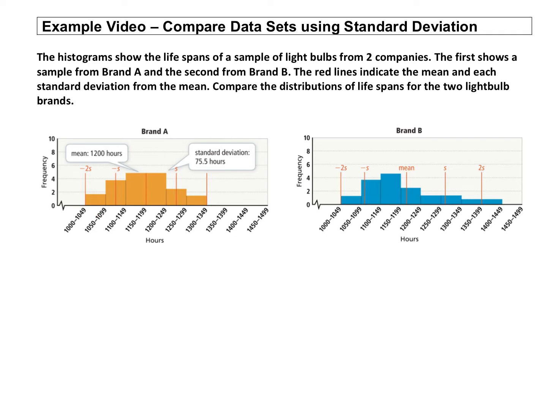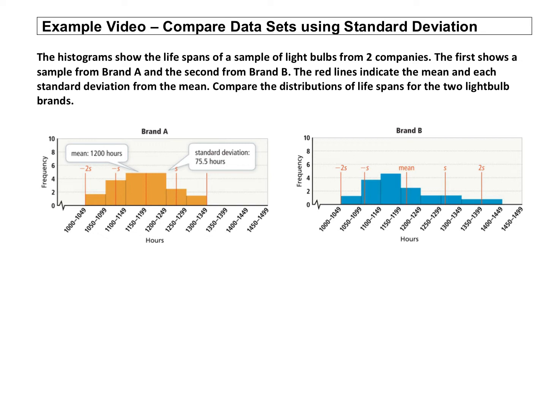standard deviations. All right, so brand B, the first thing I notice visually is this is skewed to the right. It's not symmetrical. So that's just something to take note of. Here's our mean. The mean here is about 1,200 hours, similar to the other one, but our standard deviations are greater. If we're at 1,200 and the standard deviation gets us out into the 1,300 range, that means our standard deviation is over 100. So over 100 in either direction.